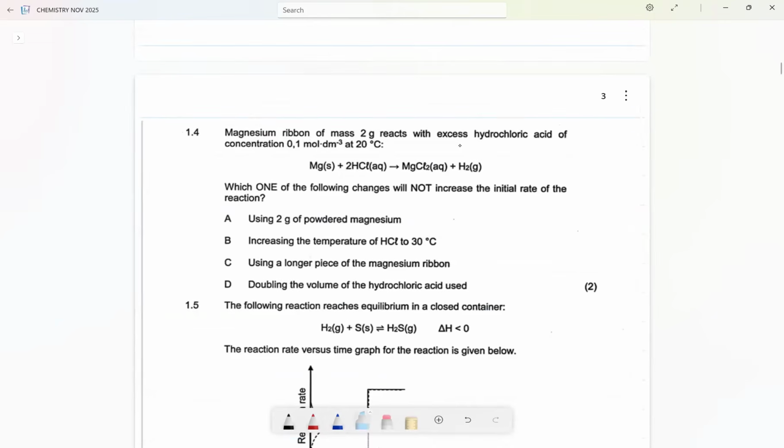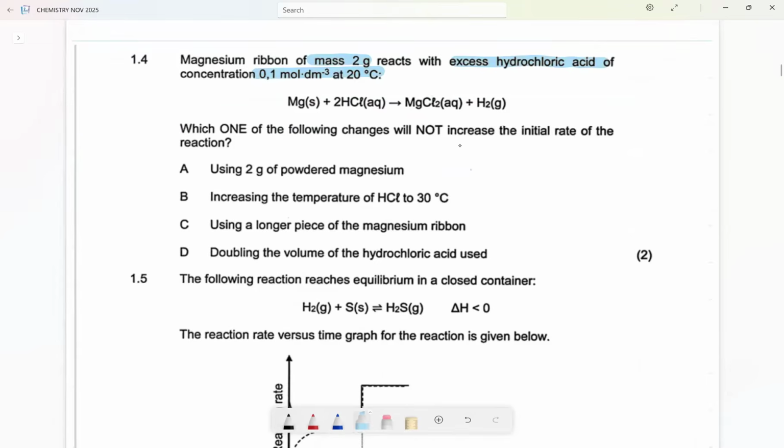And then 1.4, magnesium ribbon of mass 2 grams reacts with excess hydrochloric acid of concentration 0.1 mol per decimeter cubed at 20 degrees Celsius. Which one of the following will not increase the initial rate of the reaction? Let's first see which ones will: increased temperature, increasing surface area, increasing concentration, as well as adding a catalyst.